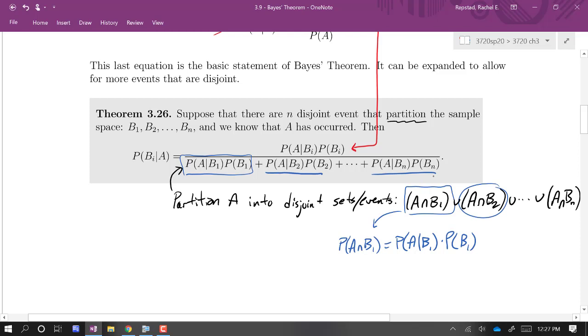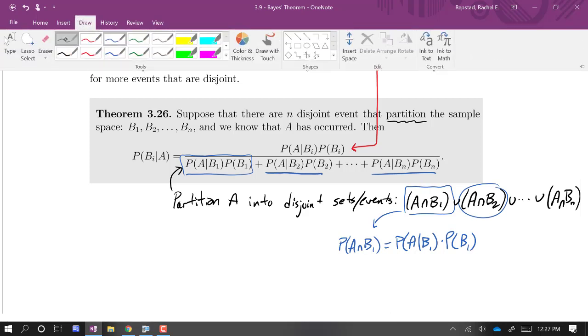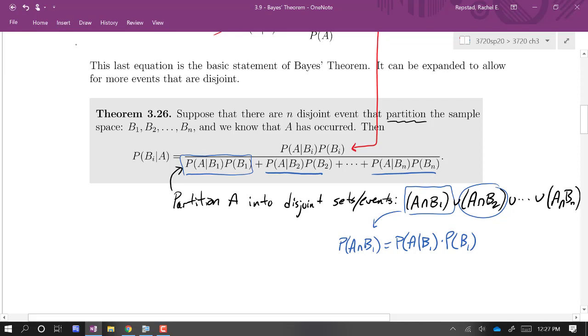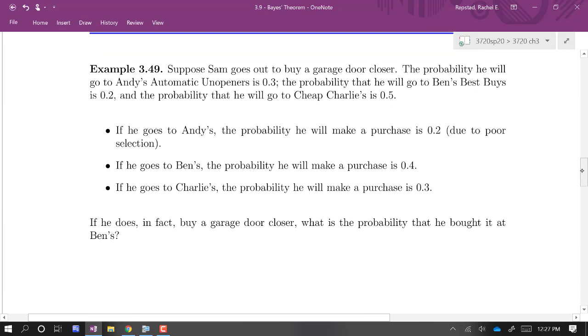Now this formula that we have in the theorem looks a little bit complicated, but there's a pretty intuitive way to actually execute this formula that doesn't even really require us to write it out in this fashion. So let's do an example. Let's see it in action, and I think that's the easiest way to understand Bayes' theorem.